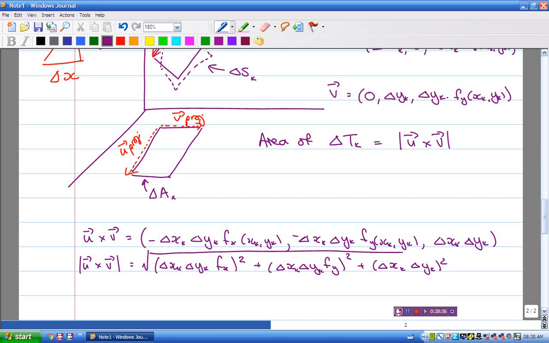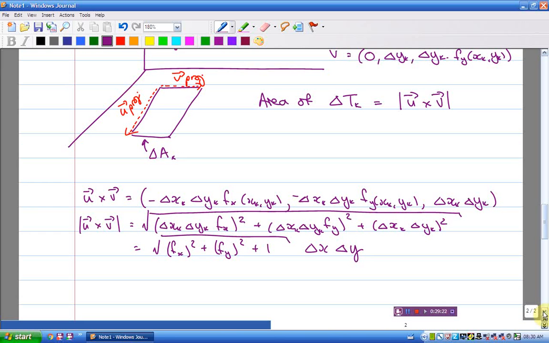There we go, there's the modulus. I'm going to take that delta x, delta y out as a common factor, and pull it out of the square root, which means it stops being squared. So it becomes, I'm going to put it at the end, fx squared plus fy squared plus 1, times delta x, delta y. Normally we actually write the 1 first, but I'm just keeping them in the order that they've come out here.